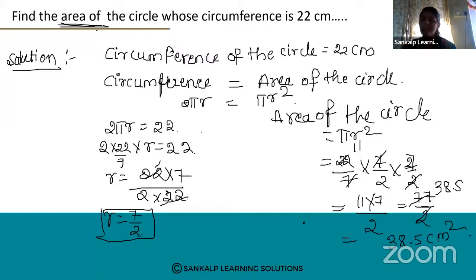So here the circumference they have given is 22 centimeter. By using this circumference, we can find out the radius of the circle, that is r equal to 7 divided by 2. By using this radius, we can find out the area of the circle, pi r square, right? Okay, this is the area of the circle.